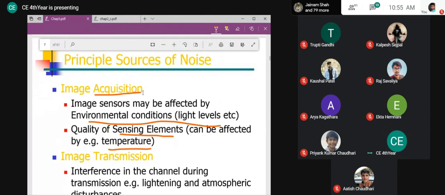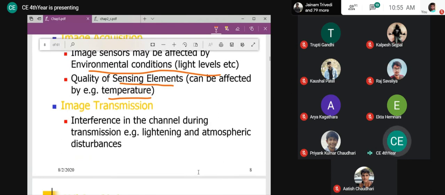Environmental and surrounding sensors are going to create the noise. Or once you have created a very good image and you are transmitting it over a wireless medium, maybe using Bluetooth, maybe using Wi-Fi, maybe on the internet, possibly during the transmission, they are open.